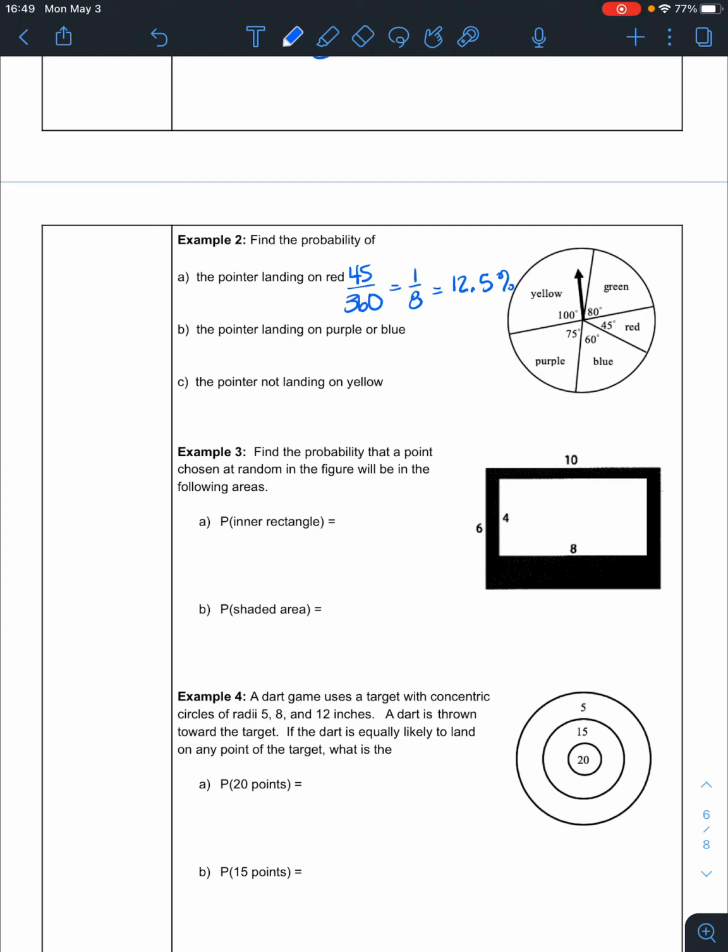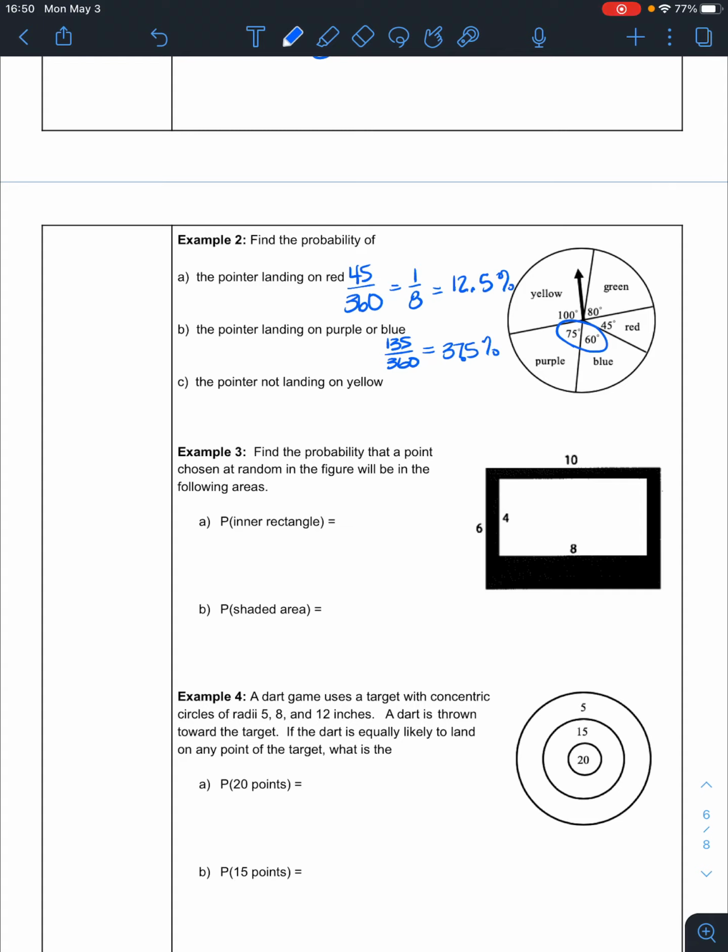What's the probability of landing on purple or blue? Remember, this is where we add them together. I don't care whether I land on purple or blue. So if I take purple and blue and add them together, that's 135. So 135 divided by 360. If I asked for it in percent probability, you would get 0.375 or 37.5%. So we have a 37.5% chance of landing in those two places.